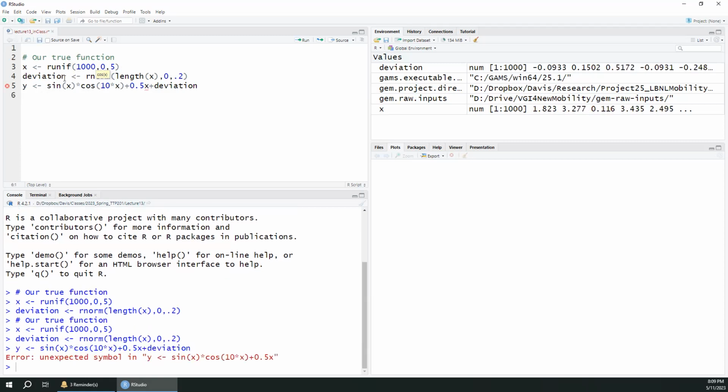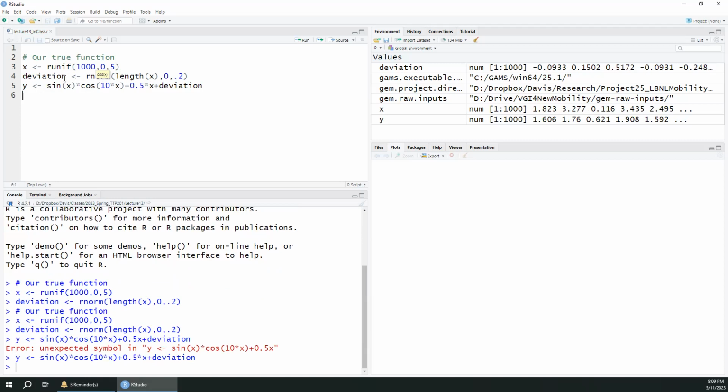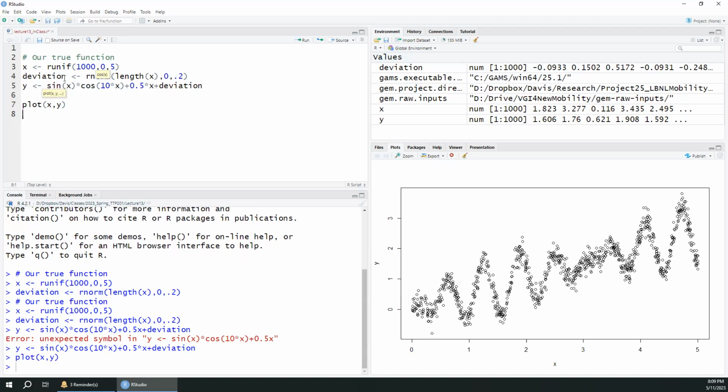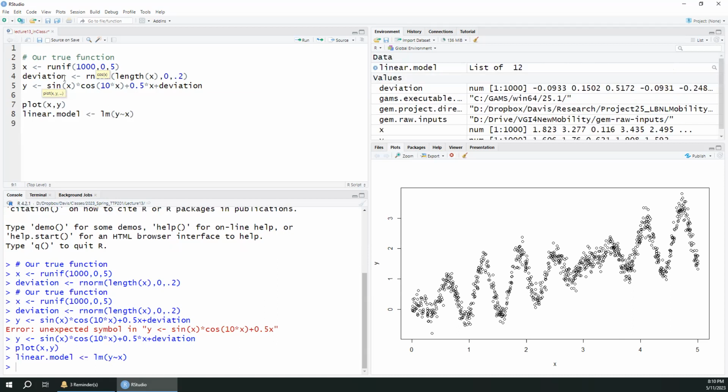Okay. Let's take a quick look at this plot. You can see this is a fairly nonlinear pattern as it relates x to y. And if we ran a simple linear model, we can see what this looks like.